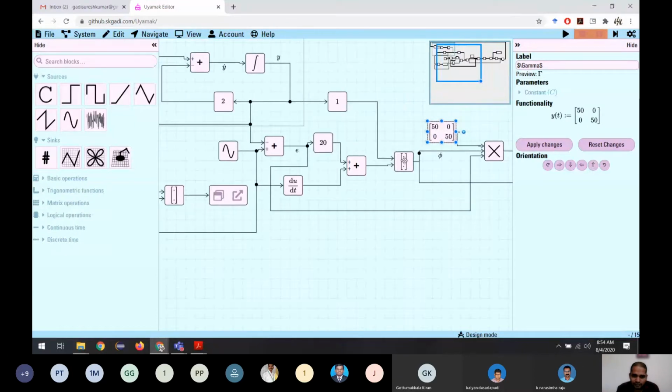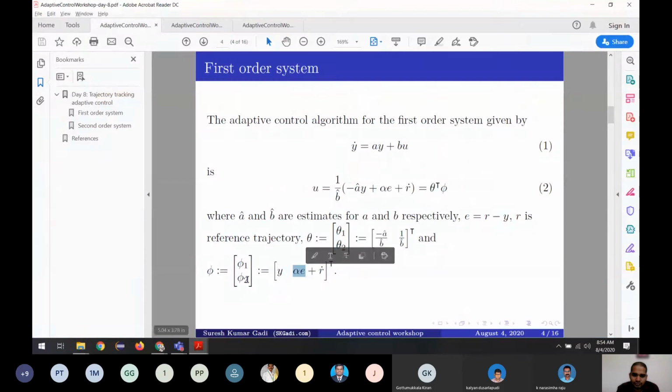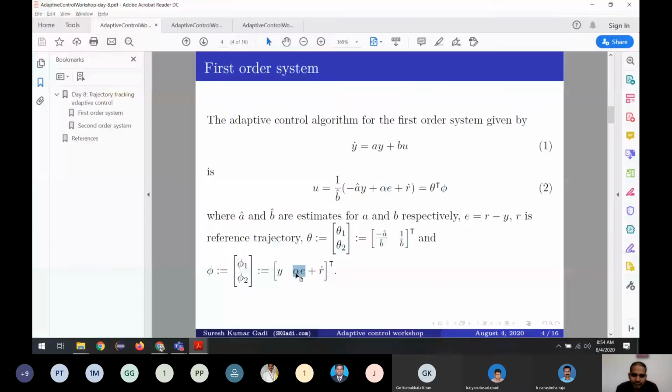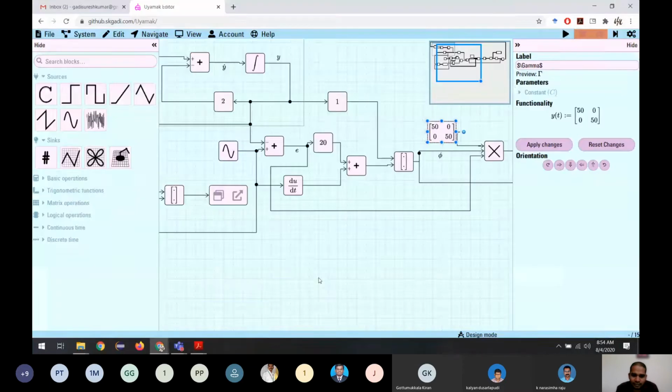This phi is made of two rows. The first row is y, the output of the system. So we are taking the output of the system. I'm multiplying one just for some other reason, but we don't need to multiply. If it is multiplying with one, no need to multiply. So we are taking the output. And what is the other row? It says alpha times e plus r dot.